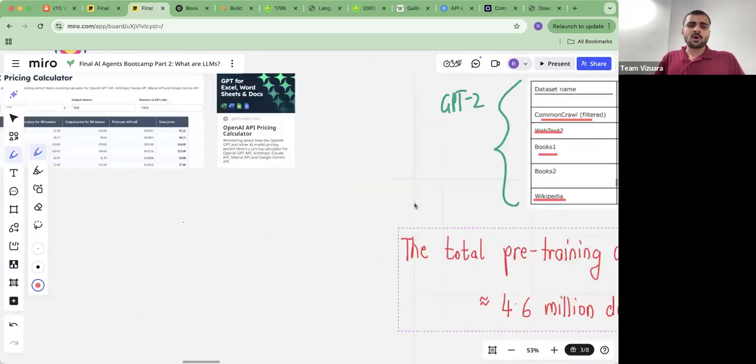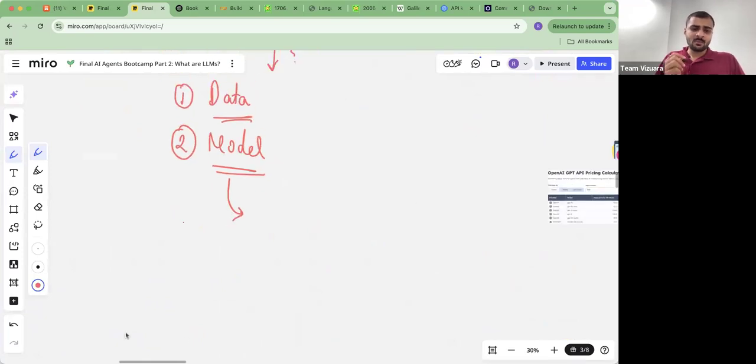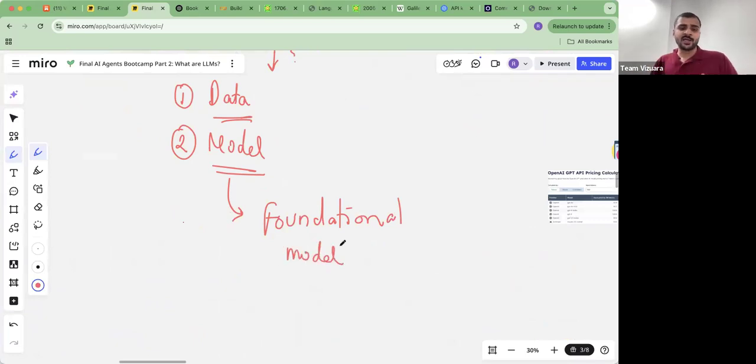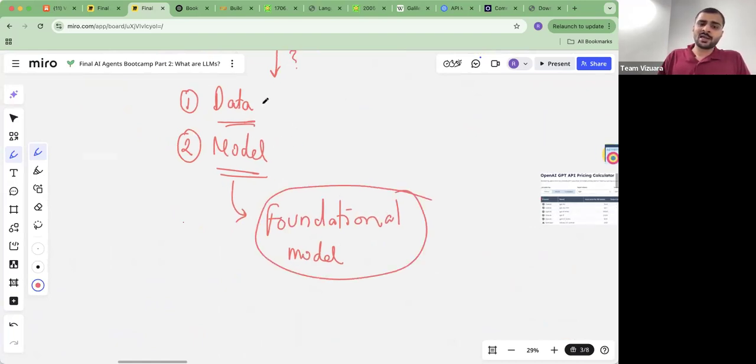So you train this model on such a huge amount of data, and the trained model which comes out of this is called a foundational model. This is a very important terminology, because a foundational model is a model which has not undergone any additional fine tuning. It's a model which is pre-trained on underlying data.